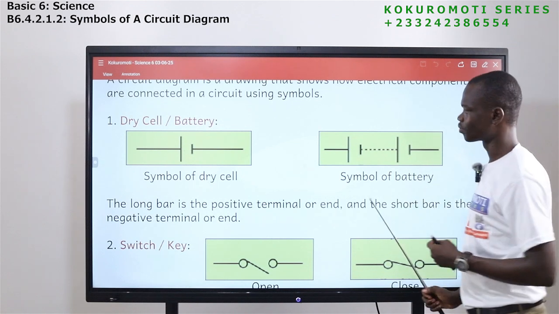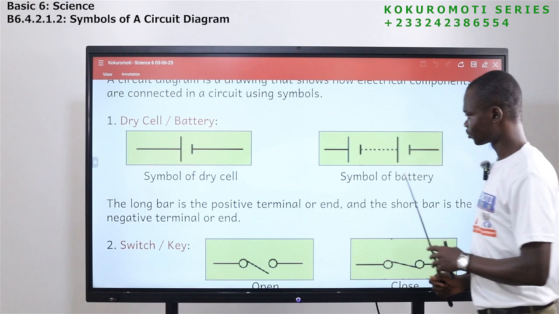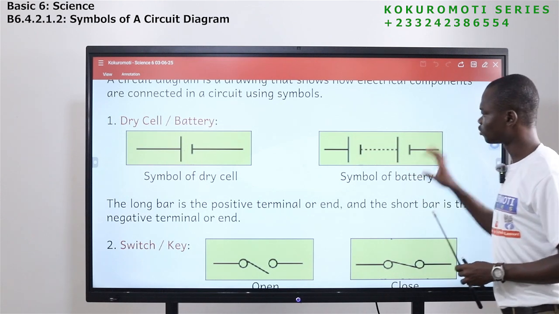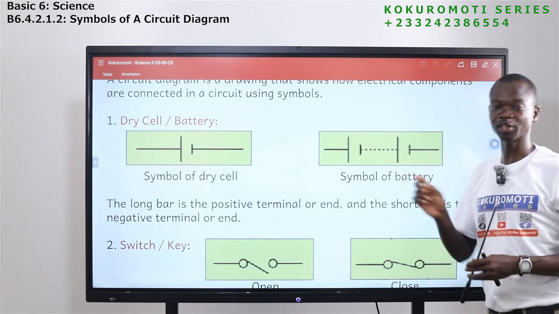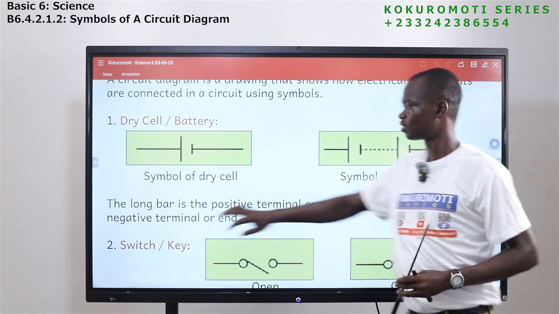So look at it well. I will draw something like this and I'll ask you the symbol, the meaning of this symbol. So if you look at this and you tell me that it is dry cell, I'll mark you wrong. This is rather a dry cell. This is a battery.